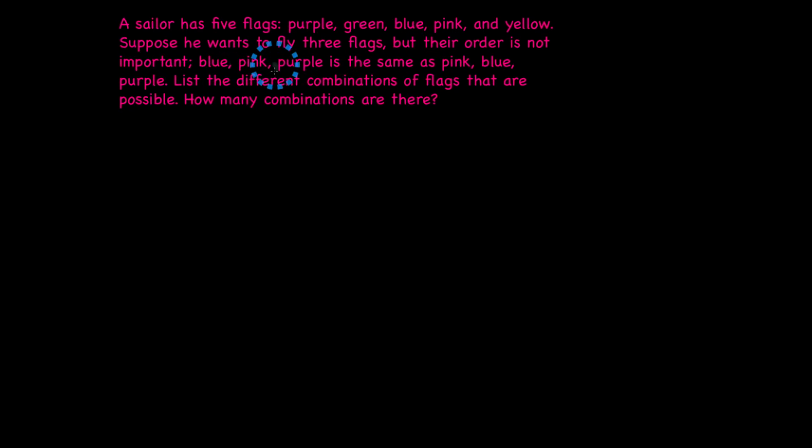We've been looking at counting methods and sample spaces, and let's go ahead and read through this problem here. It says a sailor has 5 flags: purple, green, blue, pink, and yellow. Suppose he wants to fly 3 flags, but their order is not important. Blue, pink, purple is the same as pink, blue, purple. List the different combinations of flags that are possible. How many combinations are there?